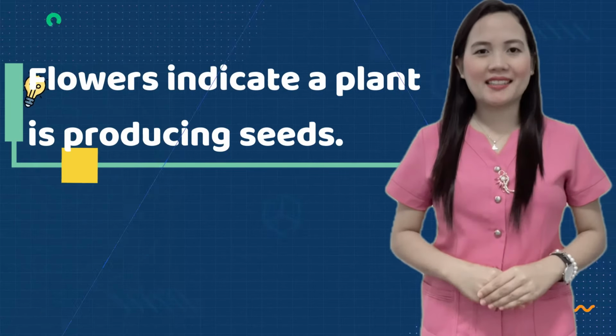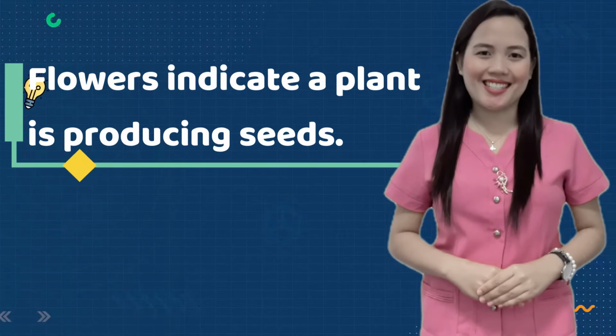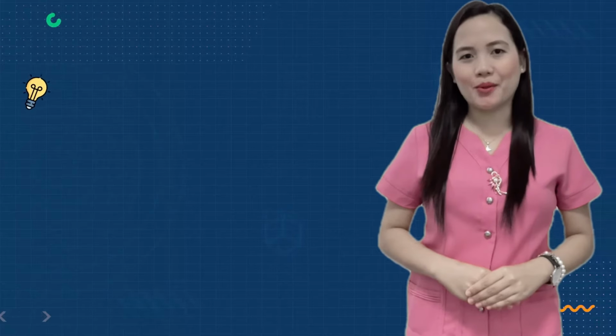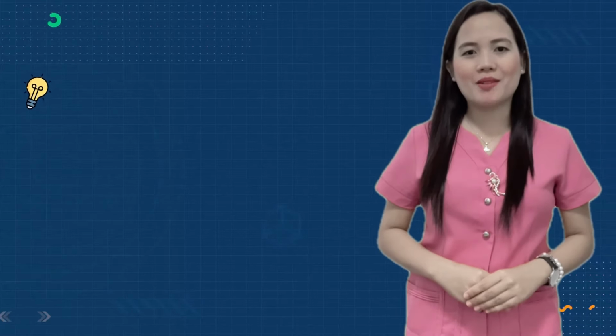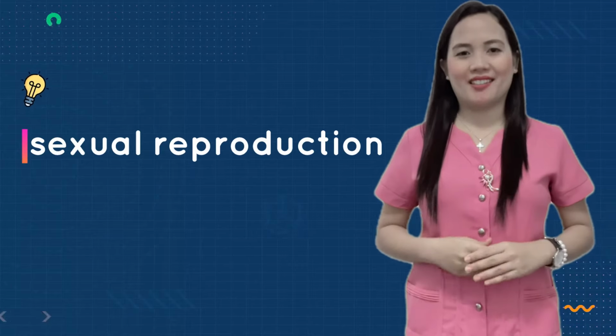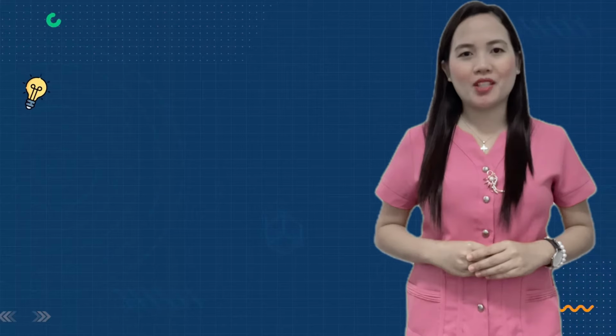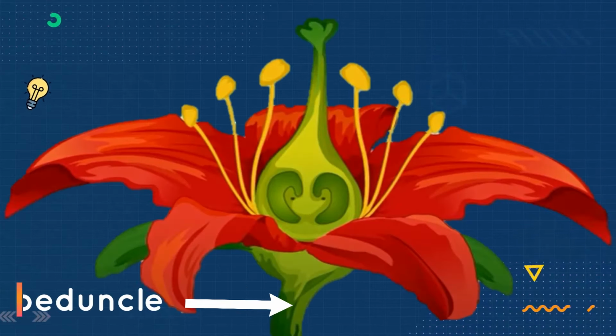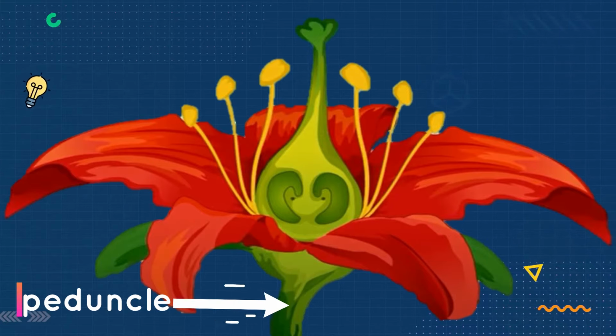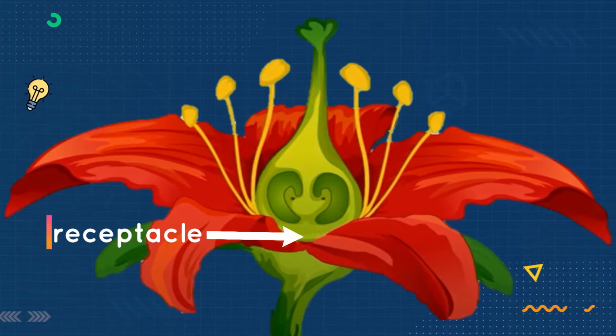Flowers are parts that indicate a plant is producing seeds. When seeds are produced, it means the plant performs sexual reproduction. Different parts of the flowers are involved to do such process. Peduncle, also called the pedicel, is the stalk of the flower that is important to hold the fruit. Receptacle is the thickened stem part attached to the peduncle, and it is where the flower or group of flowers grows.